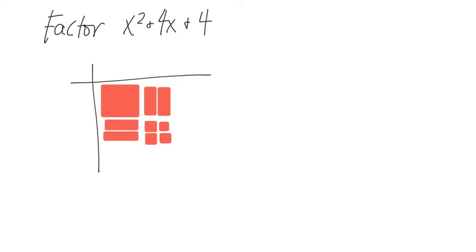Okay, so there's my chart all filled in. And if I read along the sides here, this is x plus 1 more, so x plus 2 on that side, x plus 2, and along this side, the vertical side, x plus 2 again. So this guy factored is the same as x plus 2 multiplied by x plus 2.